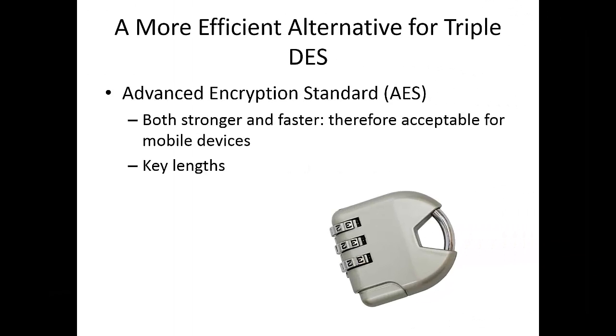This is why they had to come up with a more efficient alternative to triple DES, which is the Advanced Encryption Standard, or AES. AES is both stronger and faster than triple DES, therefore acceptable for mobile devices. And the key lengths of AES include 128 bits, 192 bits, or 256 bits.